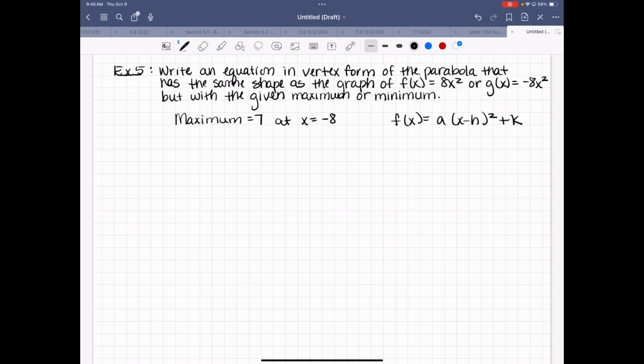Now this tells me it has a maximum. So if it has a maximum, does it open up or down? Down, because if I'm a maximum, I'm at the top of the hills, right? I'm at the top of Mount Everest. I'm not in a valley if this is a max. So it's saying my max is at negative 8, 7, correct? Okay, it's at negative 8, it is 7. So that means, okay, so we've got opens down, and we have a vertex at negative 8, 7. Because it told me maximum equals 7.